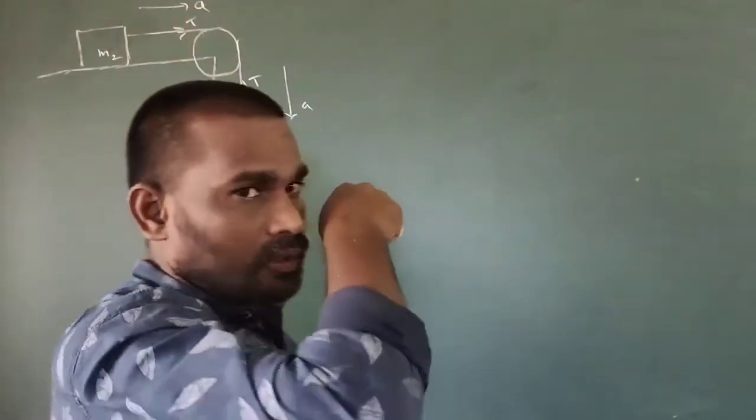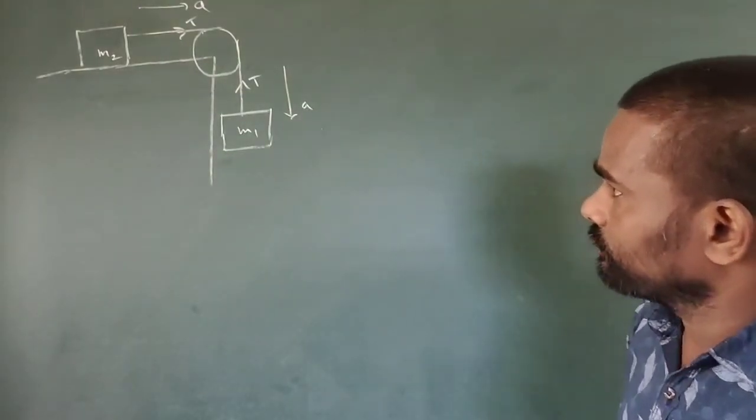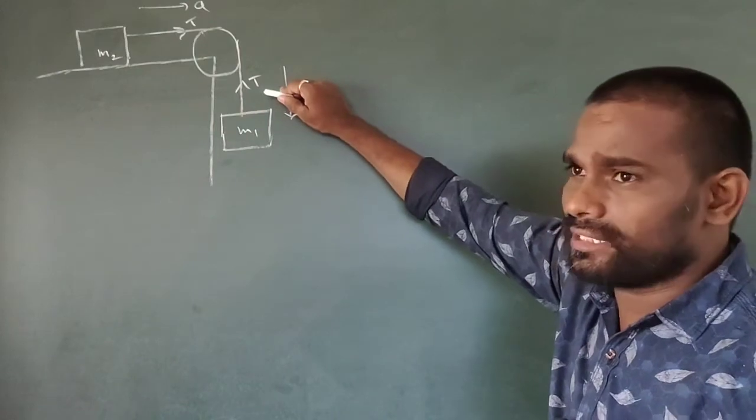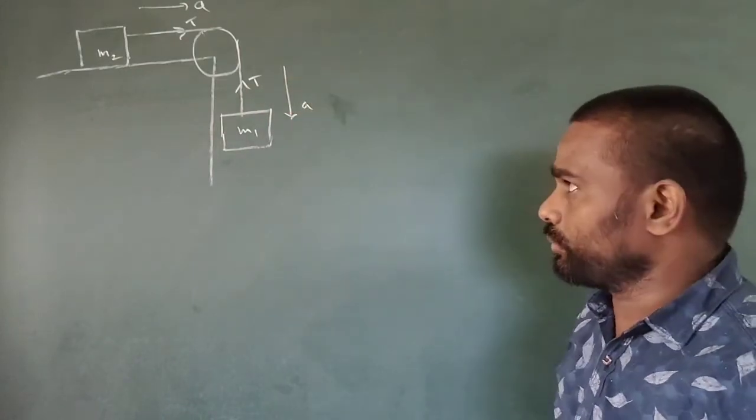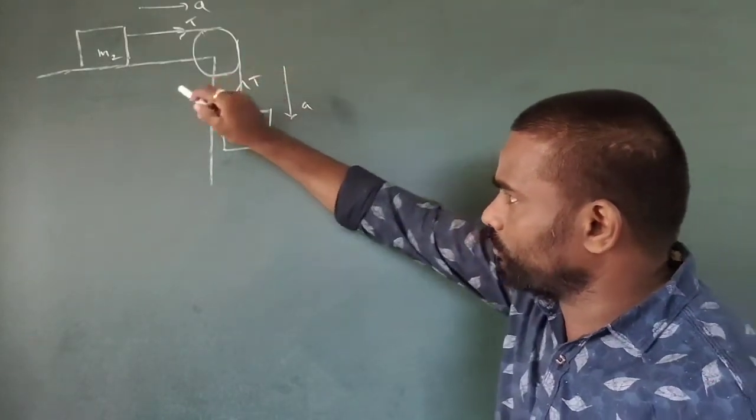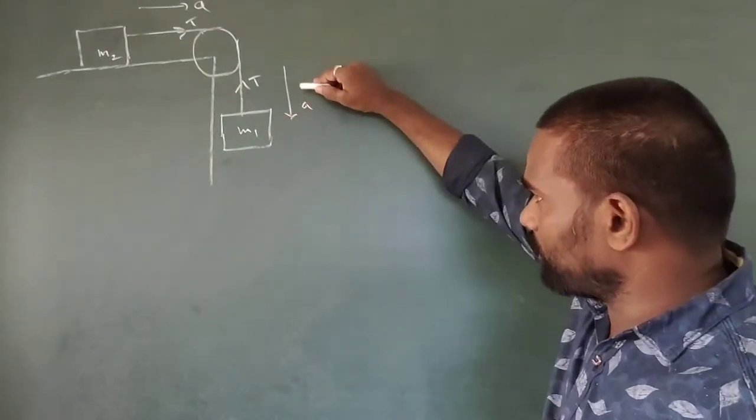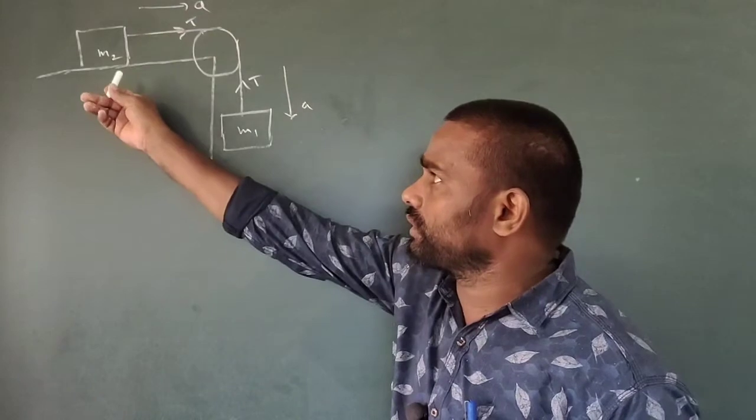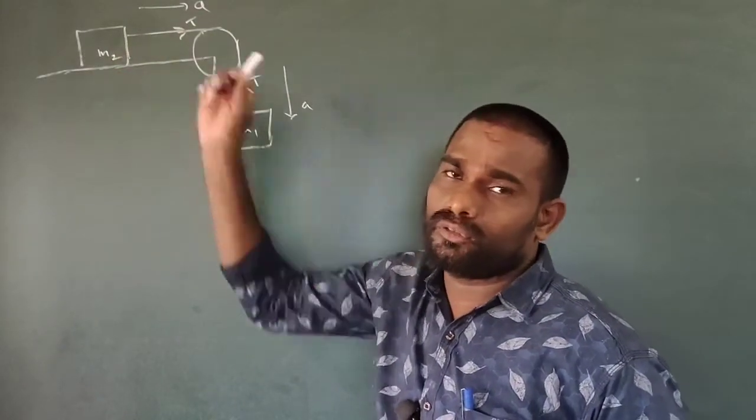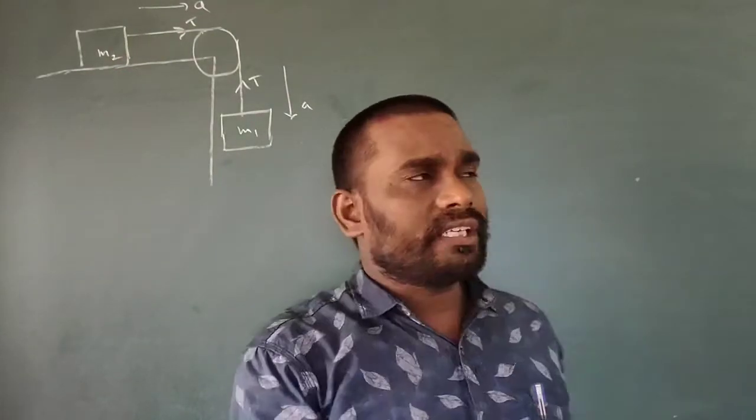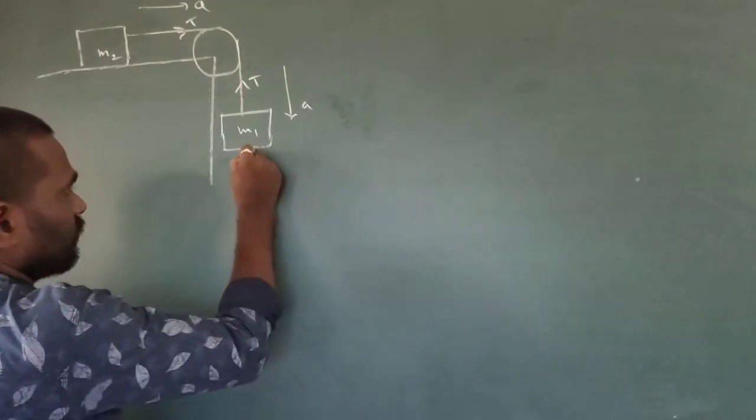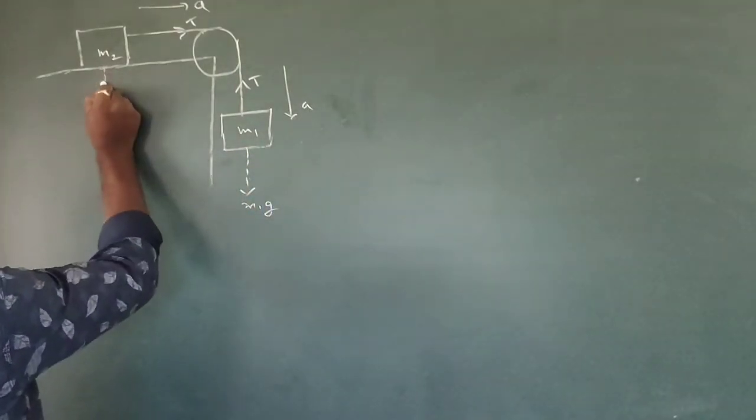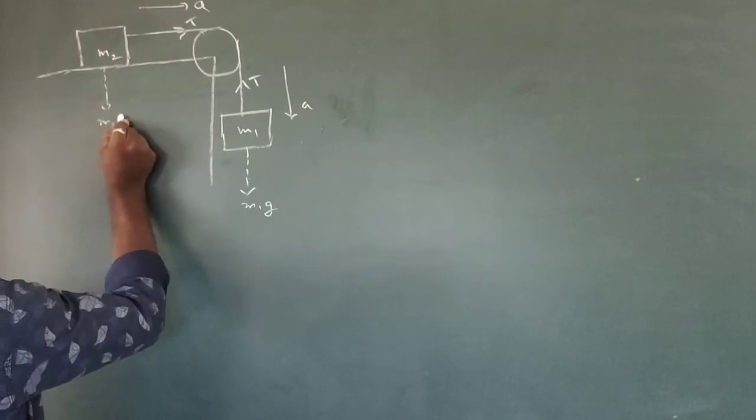Next, here also the same, two bodies are connected with a string with the help of a pulley. Okay, the string and pulley are massless, the string is inextensible. Okay, here m1 mass is more than m2 mass, that's why m1 mass is moving in the downward direction with some acceleration, and with the same acceleration m2 mass is moving from left to right. Okay, here the weight of the body is always acting in the vertically downward direction, that's why here m1g is acting vertically downward, here also m2g is acting vertically downward.